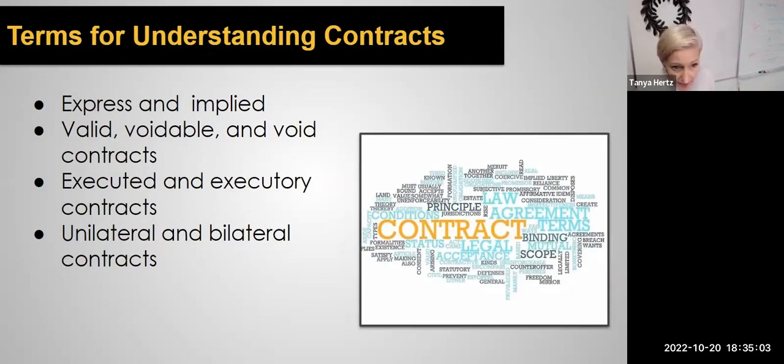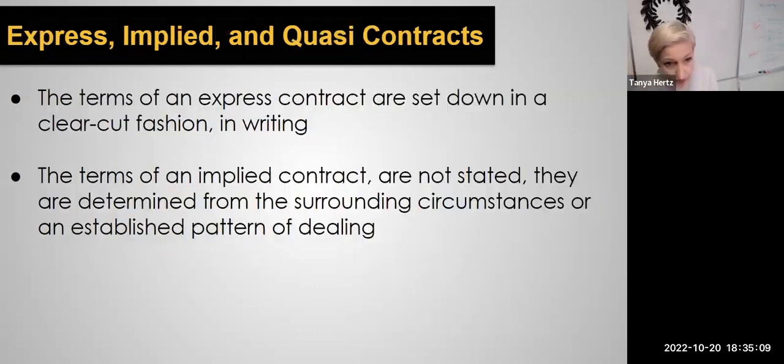Void, voidable, and valid, executed and executory, unilateral and bilateral. Starting with express and implied, there's also a term called quasi, which we're not going to go into, but an express contract is a contract that is expressly understood, it's clear cut, it's in writing. Certain contracts must be in writing in order to be enforceable, and all contracts should be in writing.